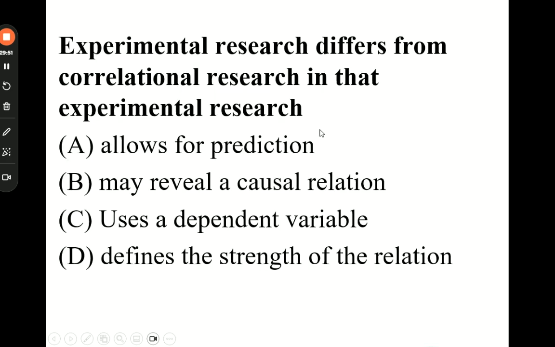All right, read that. The answer is, and that experiment, let me read this to you. Experimental research differs from correlational research in that experimental research, there. Remember what I said about the experiment. The answer is, experiments reveal a causal relationship, not correlation. Only the experiment establishes causation.